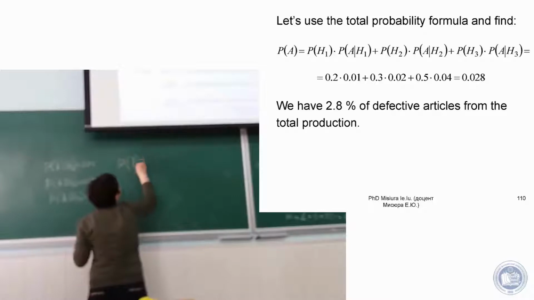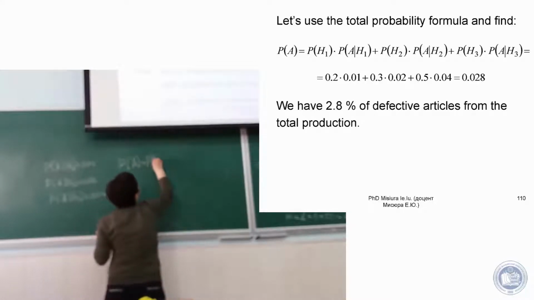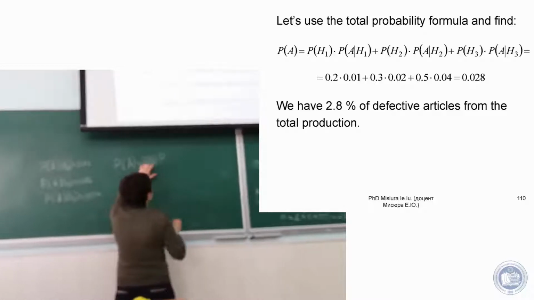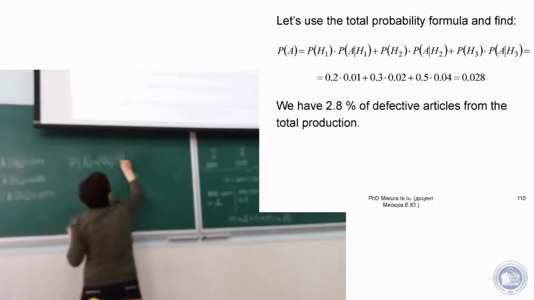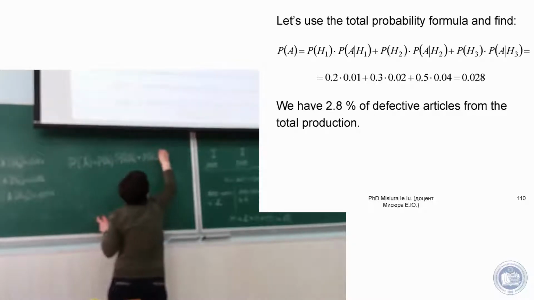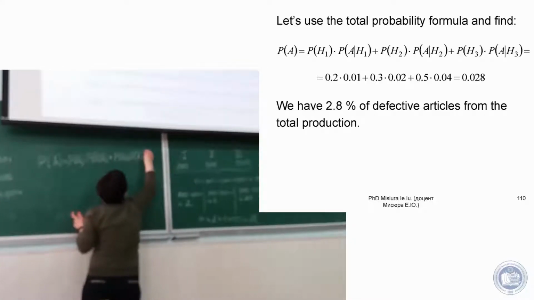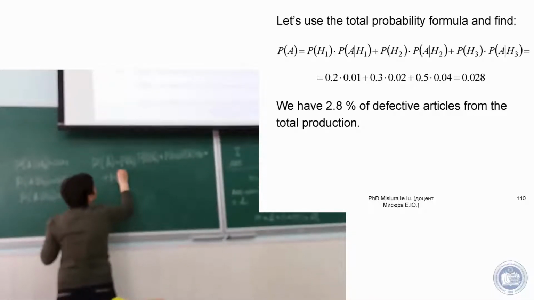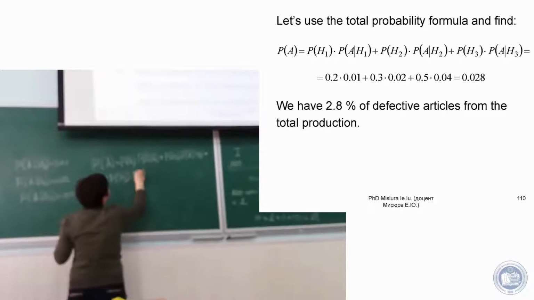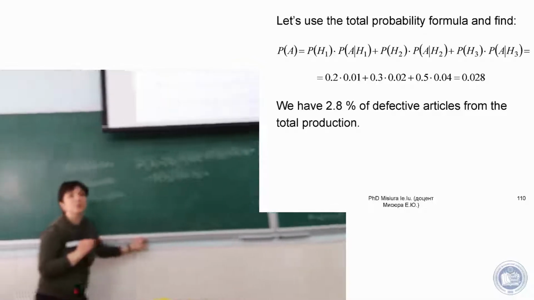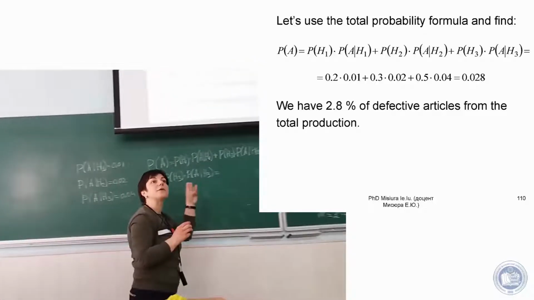Unknown probability P of A will be P of H1, the first hypothesis, gives P of H1 multiplied by P of A under condition H1 plus P of H2 times P of A under condition H2 plus P of H3 times P of A under condition H3. Is it correct or not? Okay, because we have 3 different types of machines.